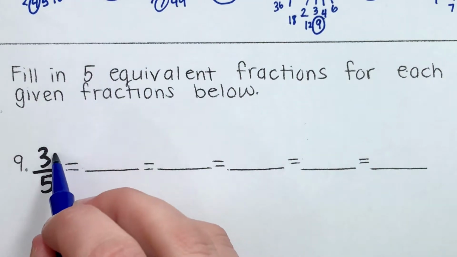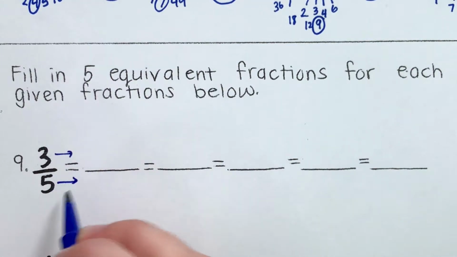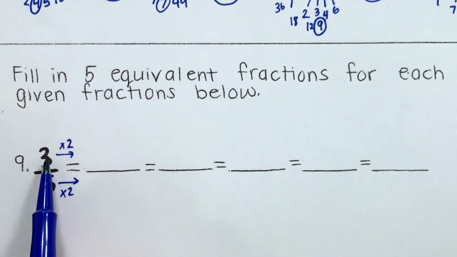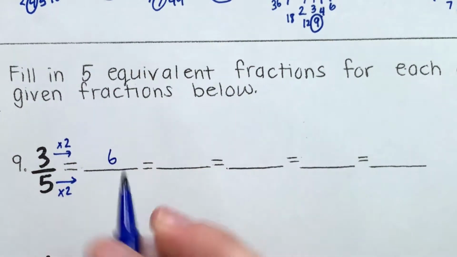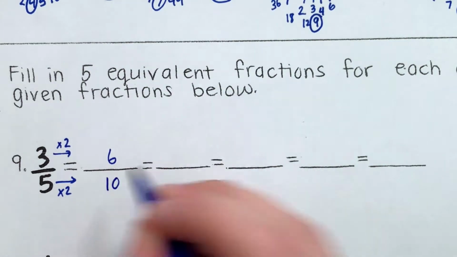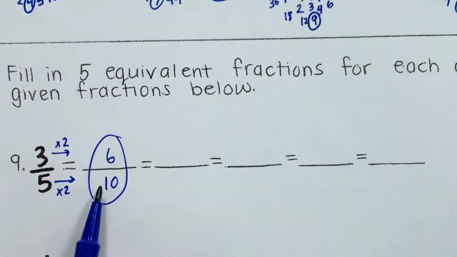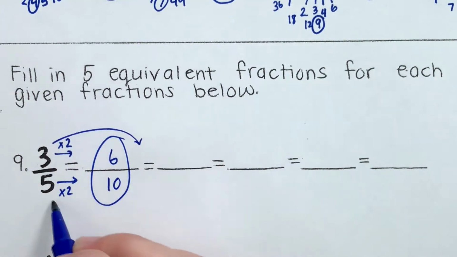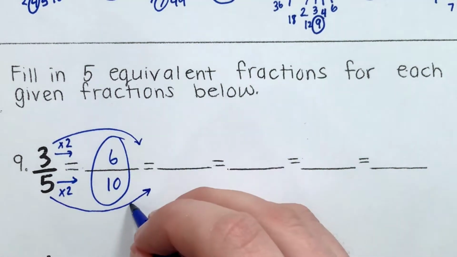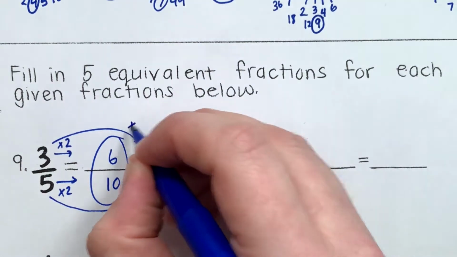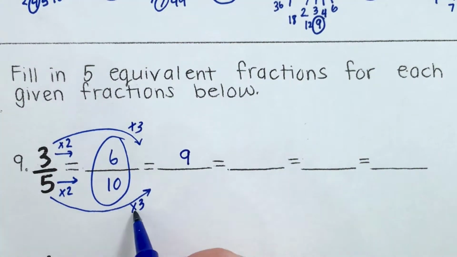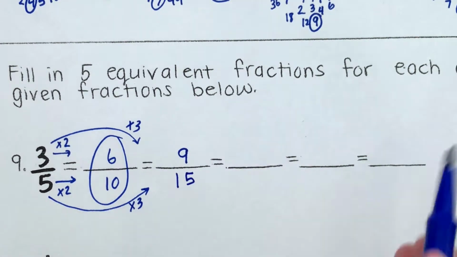Okay, so for the first equivalent fraction, I'm just going to multiply by 2. So multiply both sides by 2. 3 times 2 is 6. 5 times 2 is 10. So 6/10 is an equivalent fraction to 3/5. All right, so now I'm going to go to the next one. And I'm going to multiply by 3. 3 times 3 is 9. 5 times 3 is 15.